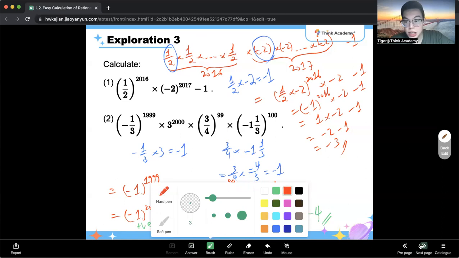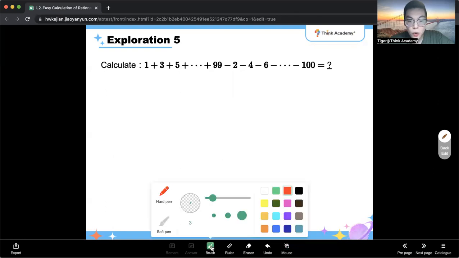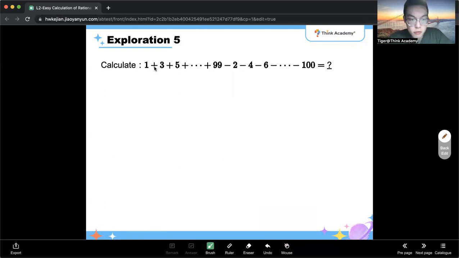Okay. So exploration 4 is a little bit unrelated to this method, which is the reason why I'm skipping it first. So let's take a look at exploration 5. In this question, would you just try to add all these numbers up from 1, 3, 5, so all the odd numbers from 1 to 99, and then subtract all the even numbers? Yeah, so I can see the answers scribbled on the board somehow. No, we're not doing that. That's going to be pretty dumb, isn't it?